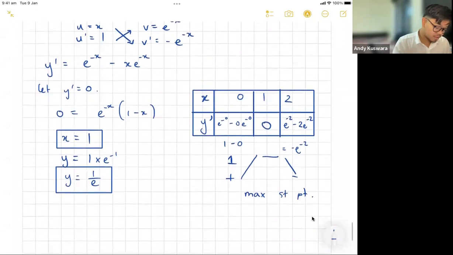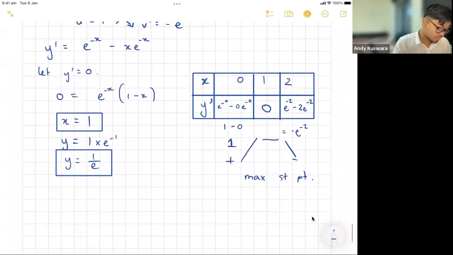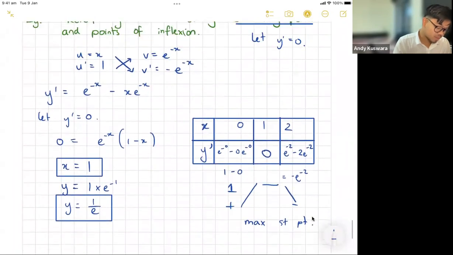Let's double check, I guess, where the point of inflection would be. So it looks like we do have to use our second derivative.